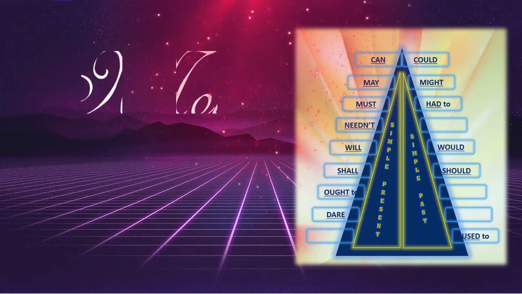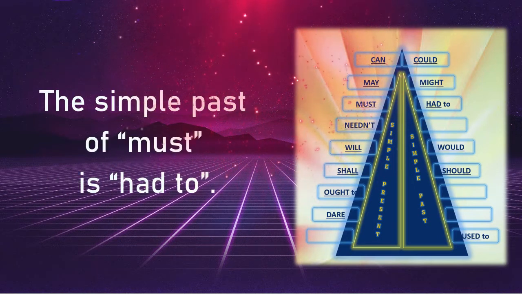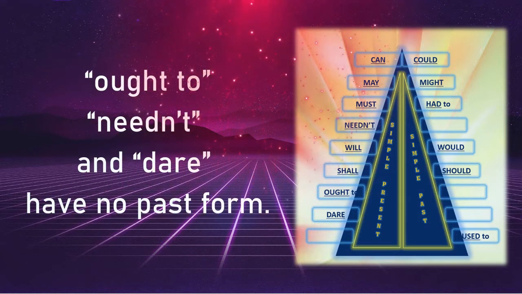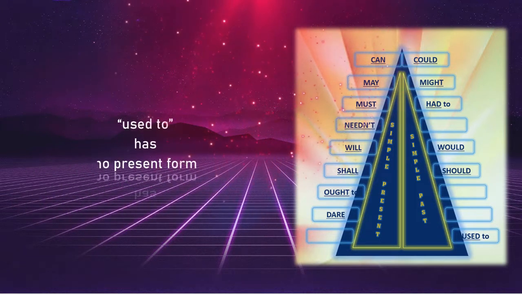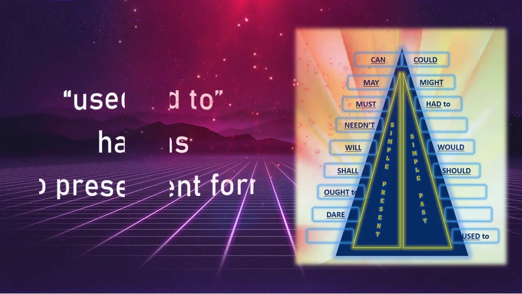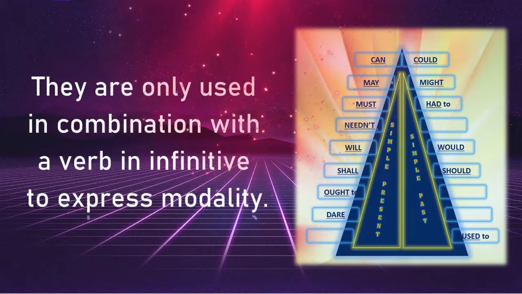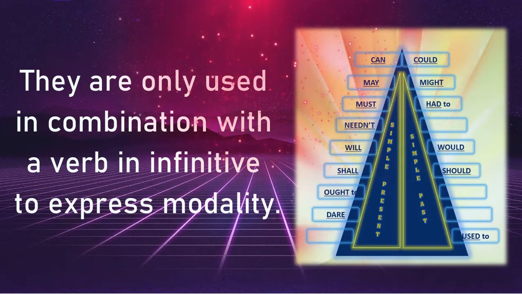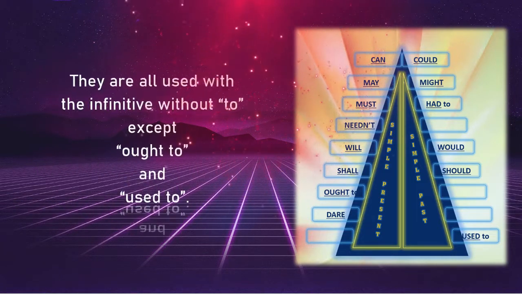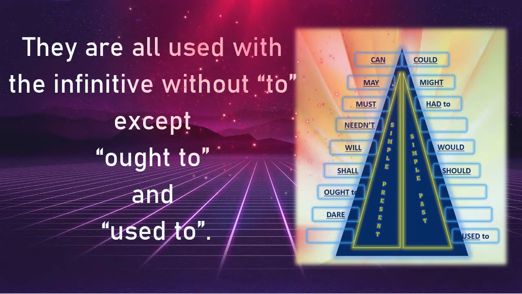Note: the simple past of must is had to. Had to, needn't, and ought to have no past form. Used to has no present form. They are only used in combination with a verb in infinitive to express modality. They are all used with the infinitive without to, except ought to and used to.